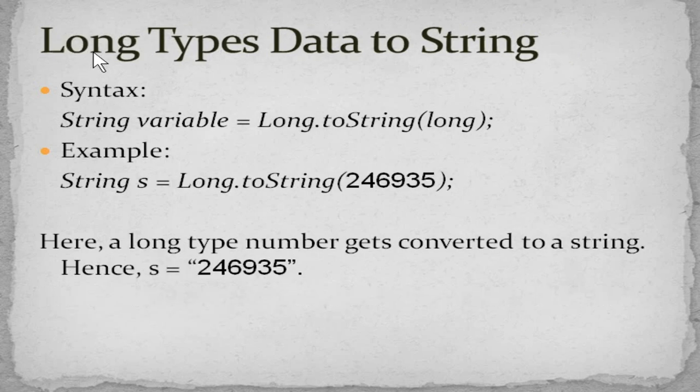The same way you can also convert long type data to string. Instead of Integer you just type Long. So Long, the dot operator, toString, and within brackets you use a long value, which will be converted into a string and stored in a string variable. So String s = Long.toString with a long value, which will be converted into a string. Now s will have a string value.